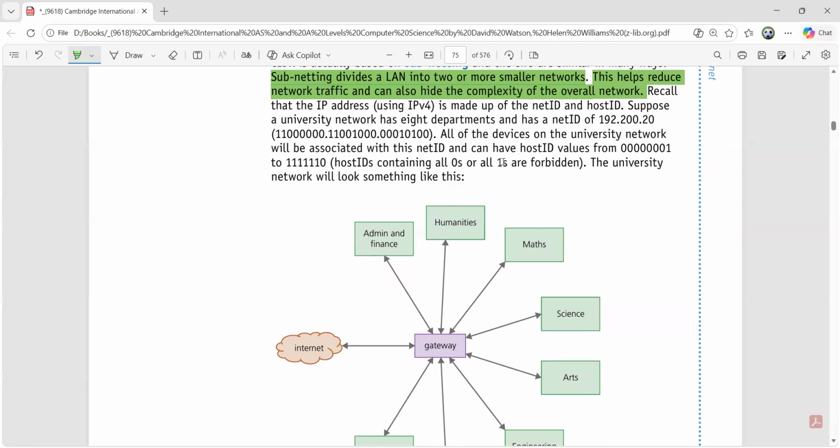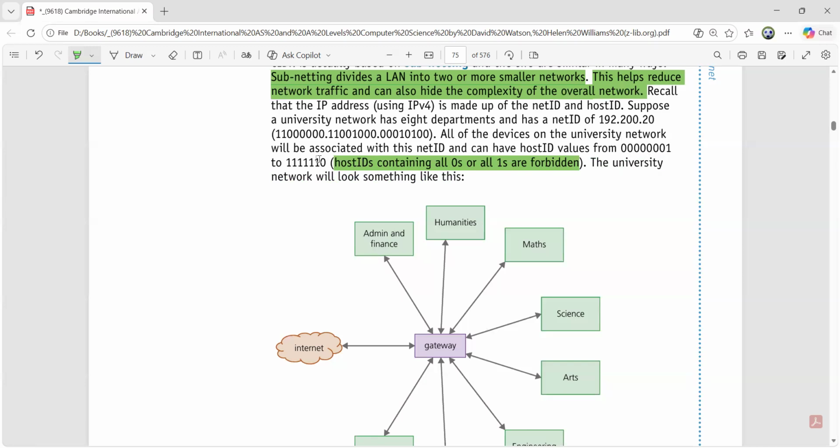Values are going to be from this to this. Just be cautious. Although we said 0 till 255, in reality, all zeros and all ones are not the norm because they are forbidden. Host IDs containing all zeros and all ones are forbidden. It means that we are left with not 256 but 254. This is something you should be very clear about. The reason: all zeros or all ones are forbidden.